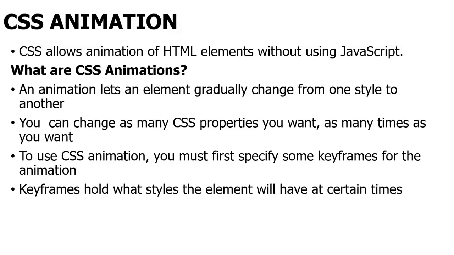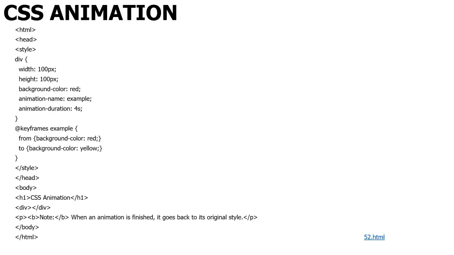So how do we create a function? Function is a keyword followed by the function name, right? So similarly here we will use keyframes, followed by the animation name. Keyframes is the style used for the animation concept. So this is the example for that.